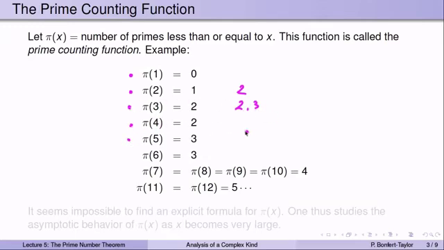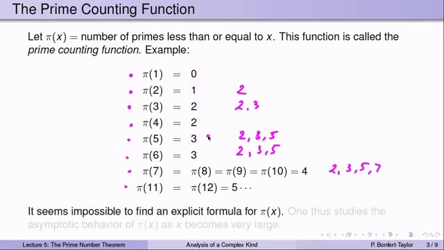π(3) is 2 because 2 and 3 are prime numbers less than or equal to 3. π(4) is still 2, it's the same two prime numbers that we're counting. π(5) is 3 because we're counting an additional prime number. Now we have 2, 3, and 5 that we're counting. π(6) is also 3 because 2, 3, and 5 are the only prime numbers less than or equal to 6, whereas π(7) through π(10) are 4 because now I'm counting the prime numbers 2, 3, 5, and 7, and so forth. So π(11) and π(12) is 5, and so forth. So that's a function that seems pretty random if you look at its values, 0, 1, 2, 2, 3, 3, 4, 5. It seems impossible to find an explicit formula for π(x).